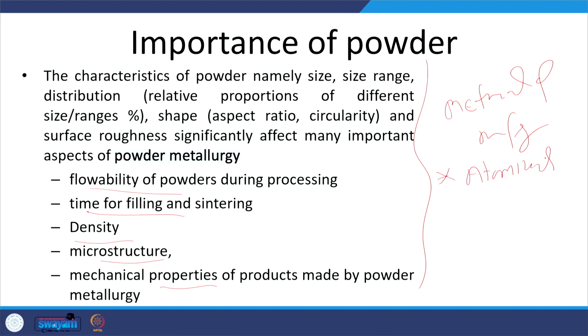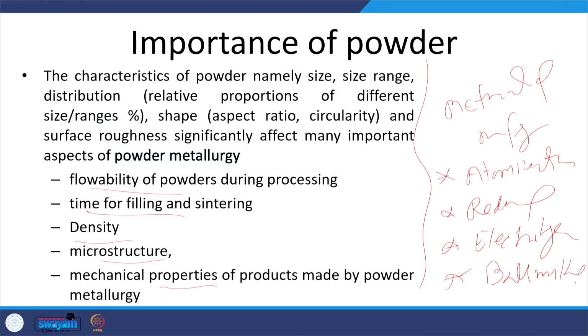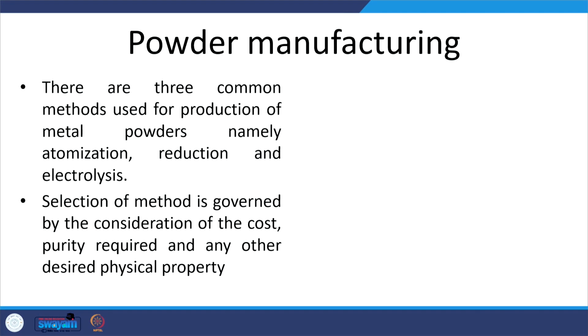One is atomization, second is reduction, and third is electrolysis. And the fourth method, also commonly used, is called ball milling. This is particularly favorable for making powders of hard and brittle materials. So, powder manufacturing has three common methods: atomization, reduction and electrolysis.